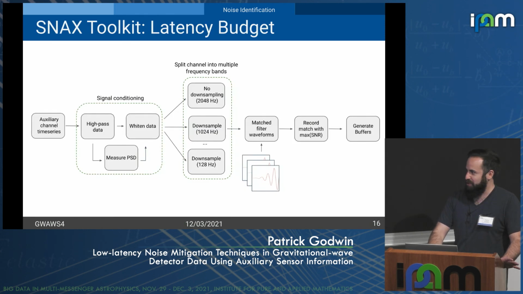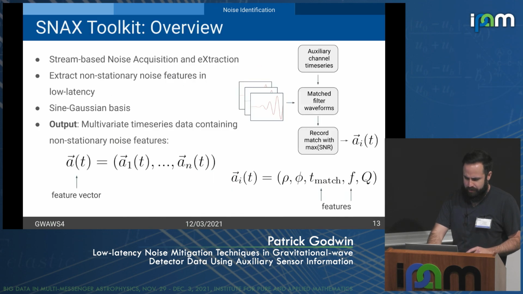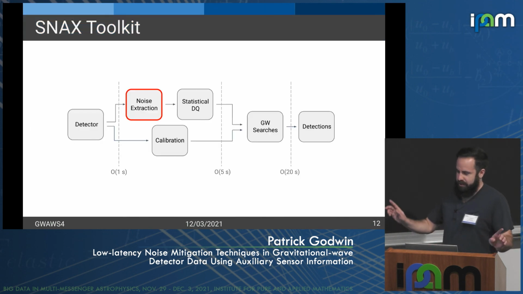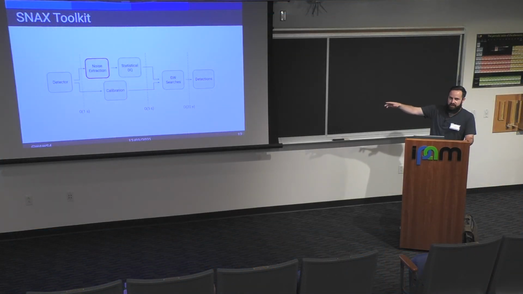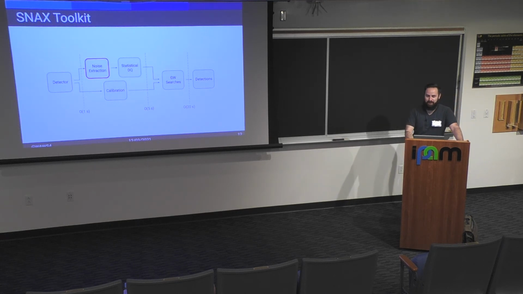So now I'll look through the same workflow, but then talk about the latency budget and see if we meet our demands for making sure that it's available by the time the searches can read it. So going back a little bit, we see that by the time calibration is done, it's on the order of 5 seconds. That's roughly how much latency we can incur before it becomes less and less useful to incorporate this data quality information.